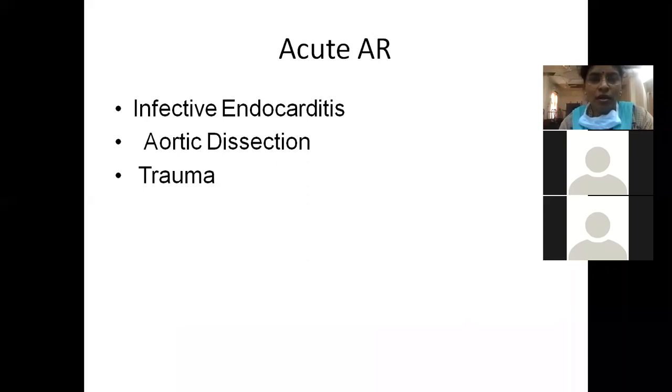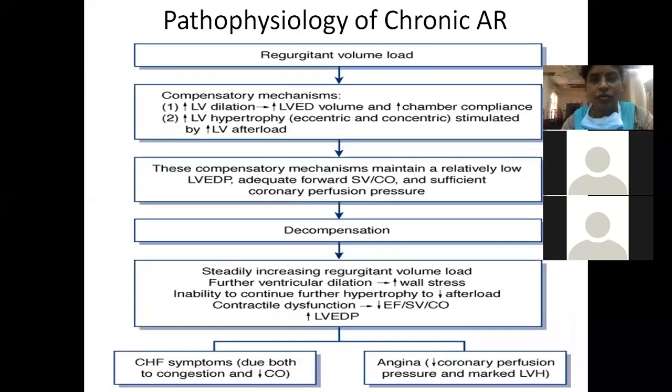What are the common causes of acute AR? We are talking about chronic AR, not acute AR now. So what is the pathophysiology? The common pathophysiology here is the inappropriate closure of the aortic valve leaflets. What's the main defect here? During ventricular diastole, there is inappropriate closure that leads to regurgitation of blood from the aorta into the left ventricle.